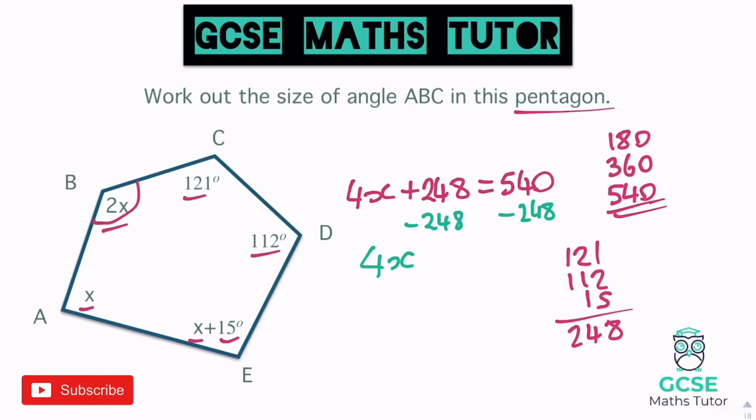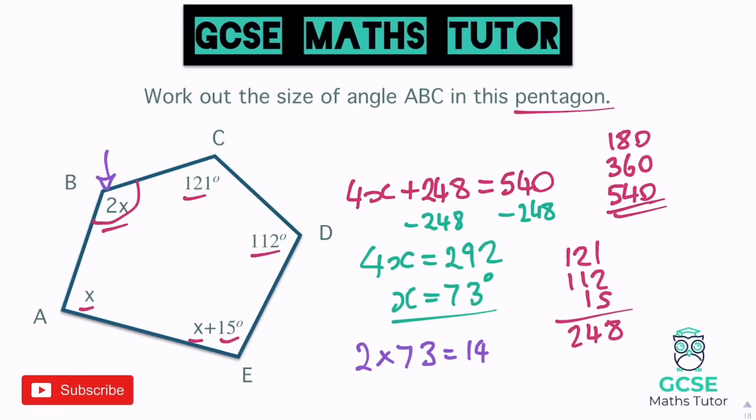So 4x equals 292. And if we divide that by 4, it will tell us what the value of 1x is, and 1x comes out as 73 degrees. I'm not quite finished the question here because it does say work out the size of angle ABC. Now the size of angle ABC here is 2x, so 2 lots of 73, 2 lots of x is 146 degrees. So that one there would be 146.